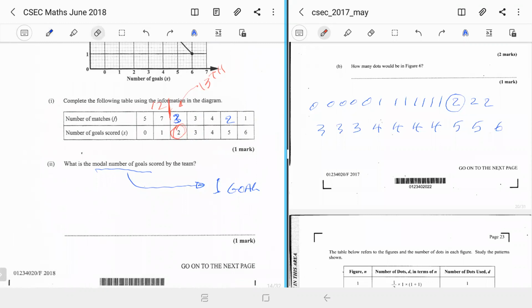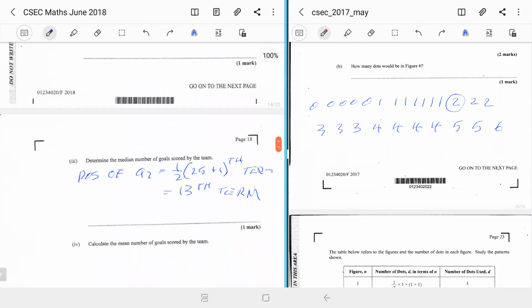You want the 13th value. You have 5 here, plus 7 more as you go this way, so you reach 12. You want 1 more, so the 13th one is in this set, and it's the first one in that set, which is a 2. The 13th one is a 2, just as I show right here, the first 2 in the data. That means the median number of goals is 2. The position of Q2 is the 13th value, and Q2 equals 2 goals.